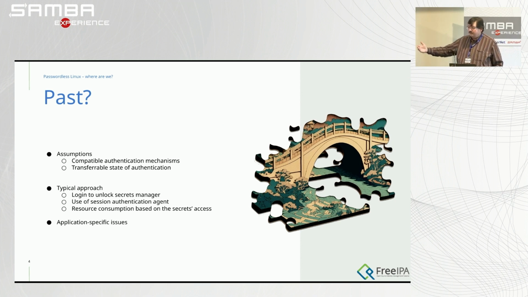Now, if you want to move around, you need to somehow re-authenticate every time, but you have to do this with some mechanism. And we consume resources, like in this case, access to the secrets manager, to the password stored in the secrets manager, based on the fact that we unlocked something. There are always issues with specific applications. These days, for example, browsers have their own password managers. They do not have really good integration into the system-wide password manager, but somehow we deal with that, right?